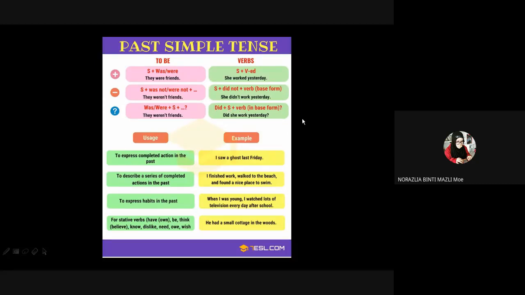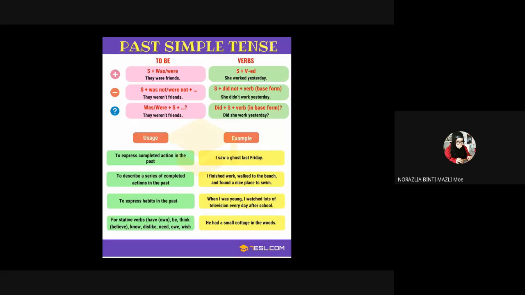Okay, like that. Okay, for the first part, understand? Yes. Okay, if you have any question, please tell me. Okay, now we are going to look at the usage, the usage and example for past simple tense.